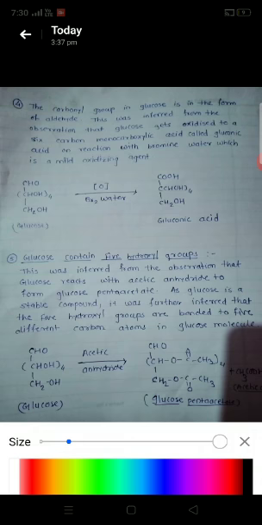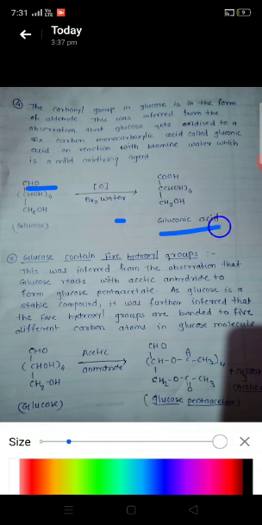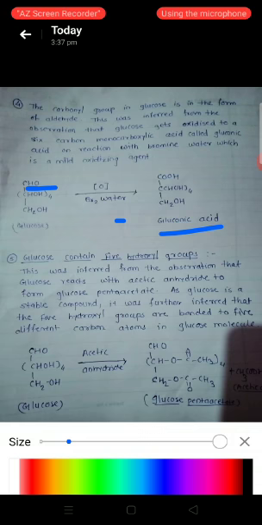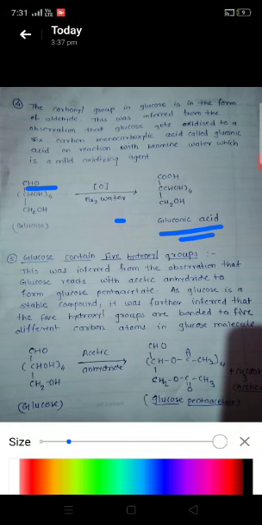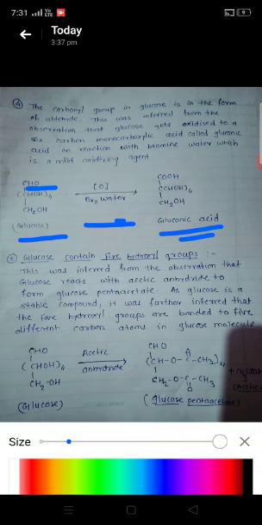Next, the carbonyl group present in glucose is in the form of an aldehyde. This is confirmed from the observation that glucose gets oxidized to a six-carbon monocarboxylic acid called gluconic acid. See here, this is the glucose molecule, and oxidation is done in the presence of bromine water. Here oxygen is added to the aldehyde group and forms an acidic group. From this reaction, it is confirmed that the carbonyl group in glucose is present as an aldehyde.